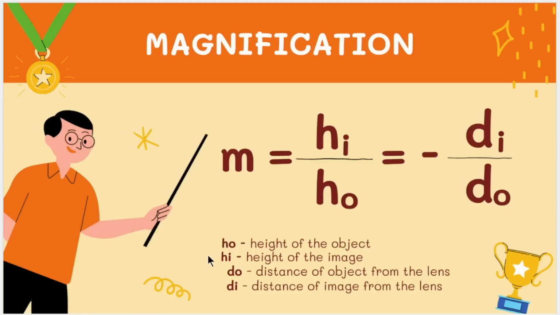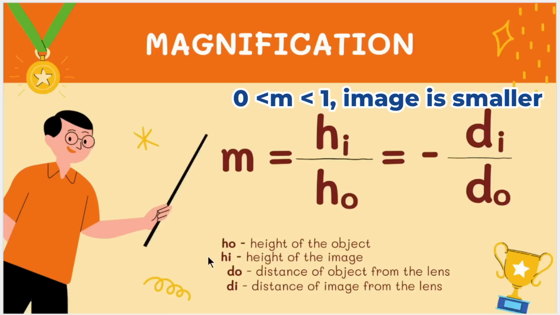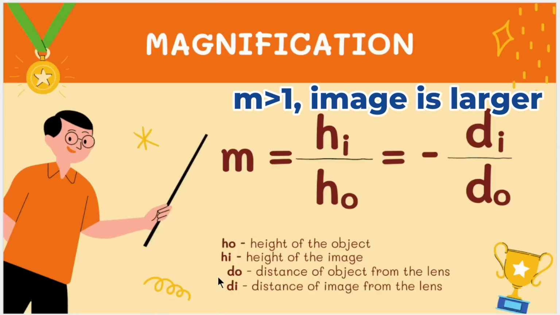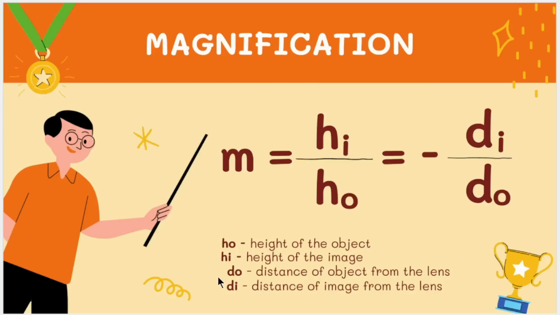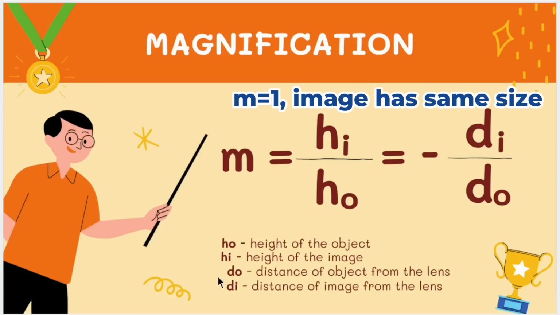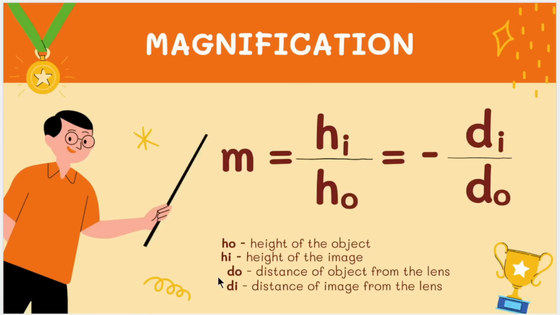Now, for magnification naman, if you have a value in between 0 and 1, that would be a smaller image. If you have a value greater than 1, then that would be a larger image. And if you have a value that is equal to 1, the image size and the object size are the same. So the negative sign gives you an idea on whether the image is inverted or not. Pag positive ang M, ibig sabihin upright po ang ating image. Kapag naman negative ang M, ibig sabihin si image ay inverted. Alright, so let's go to some sample problems.